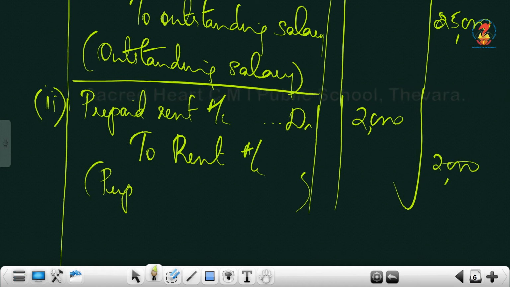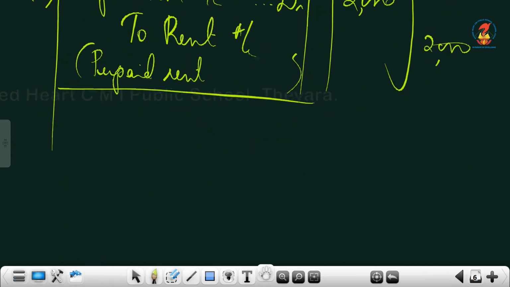So study the specimen entries first, then do these problems.